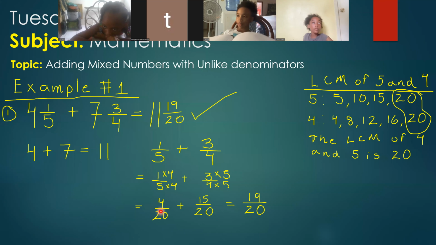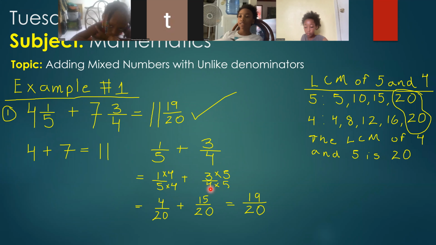So we need to figure out how to make 20 the denominator. What times 5 gives us 20? Well, 5 times 4 gives us 20. And whatever we do to the bottom, we do to the top. So 1 times 4 is 4. Same here, what times 4 gives us 20? 4 times 5 gives us 20. So 3 times 5 is going to be 15. So 4 plus 15 is 19. So it's going to be 19 over 20.